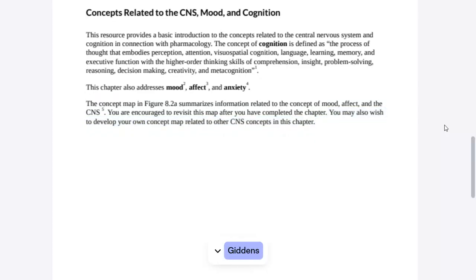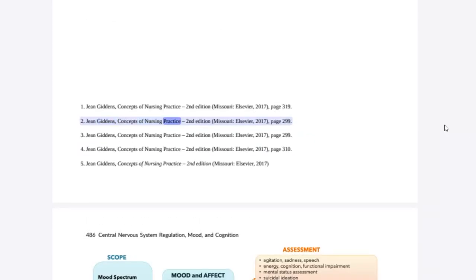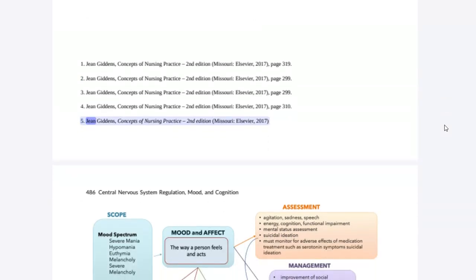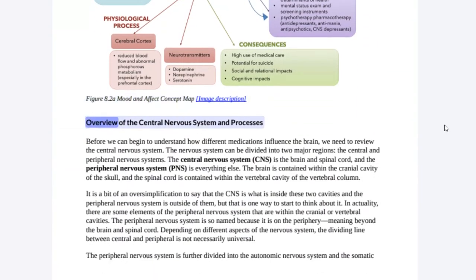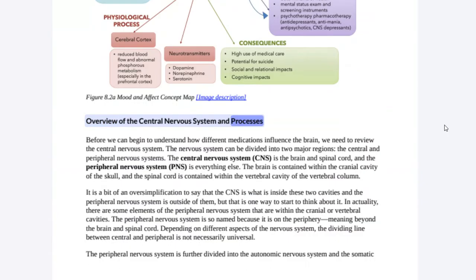Gene Giddens, Concepts of Nursing Practice, 2nd edition, page 299. Gene Giddens, Concepts of Nursing Practice, 2nd edition. Figure 8.2, a mood and affect concept map, overview of the central nervous system and processes.